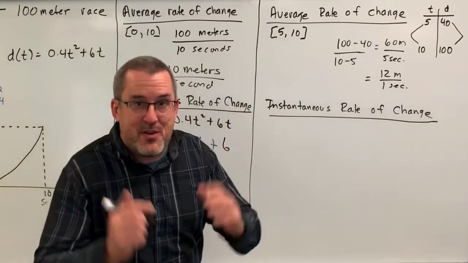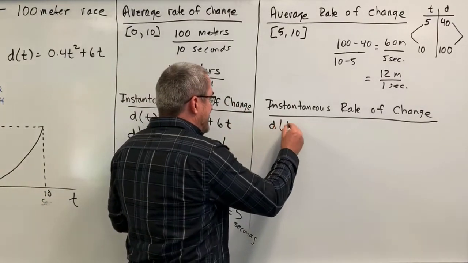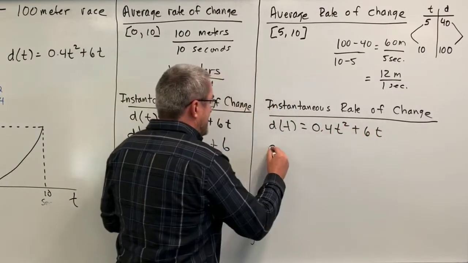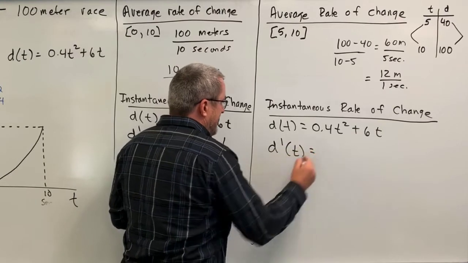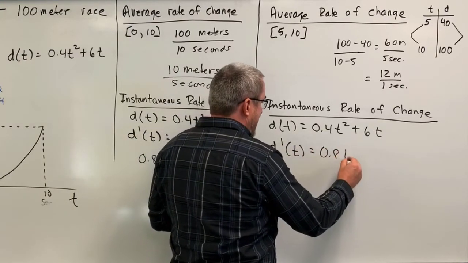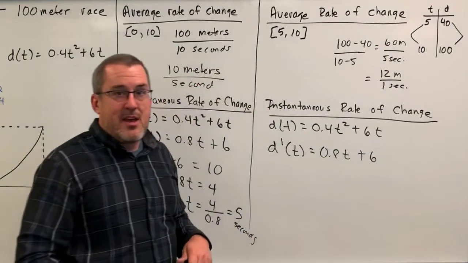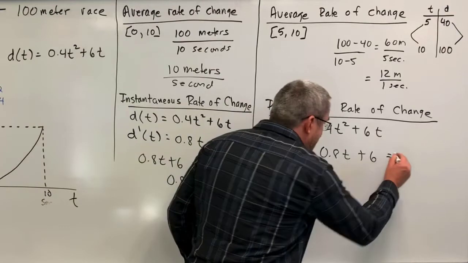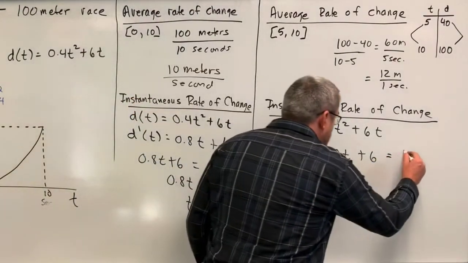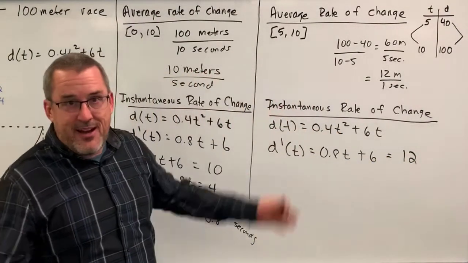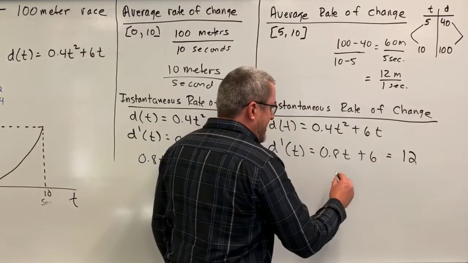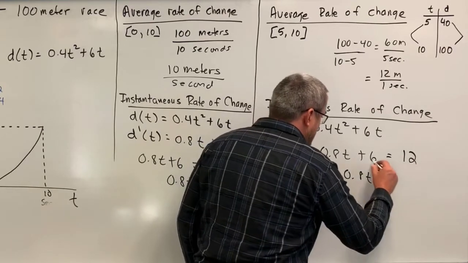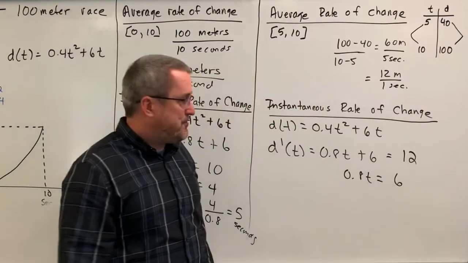Instantaneous rate of change, the derivative of that function. Remember, the function is that quadratic 0.4t squared plus 6t. And so the derivative of that function, by the power rule again, is 0.8t plus 6. And what we're interested in is, does this derivative function ever have the same rate of change as the average rate of change of 12 meters per second? Let's find out. So again, solving this linear equation, we can subtract 6 from both sides and say 0.8t is equal to, subtract 6, we'll get 6.